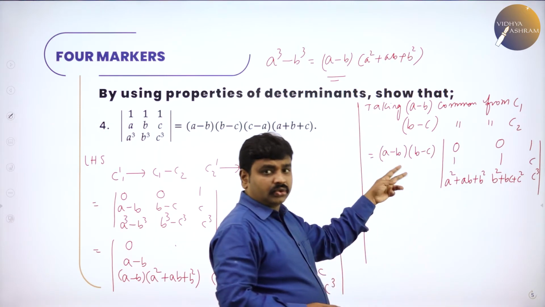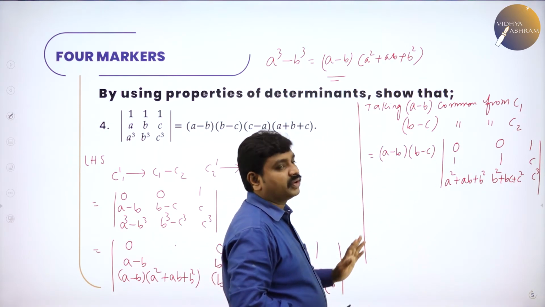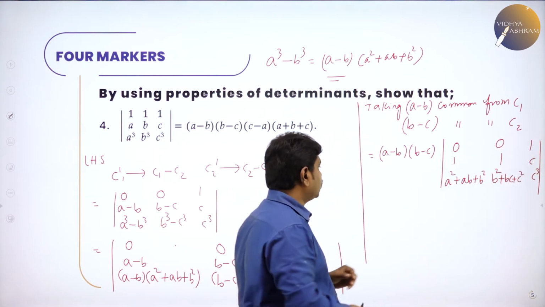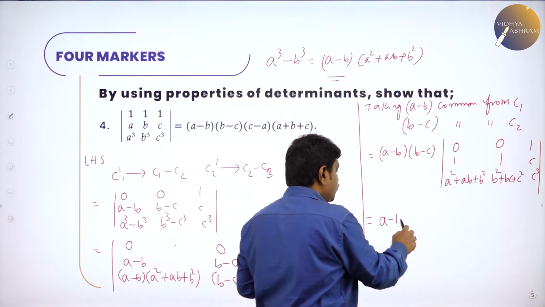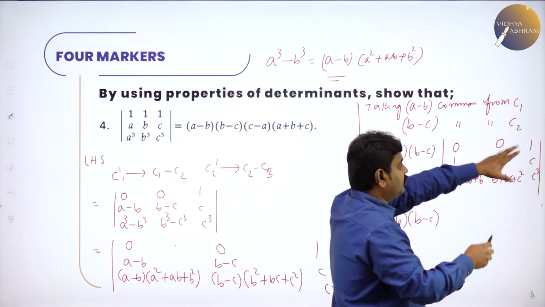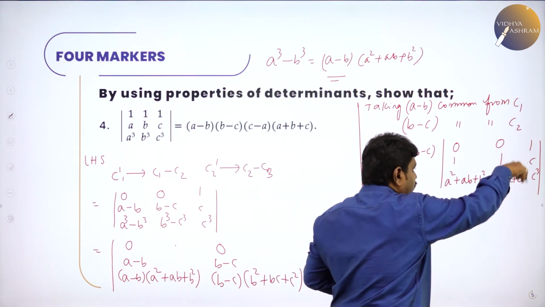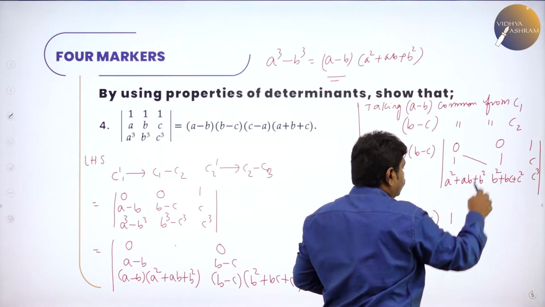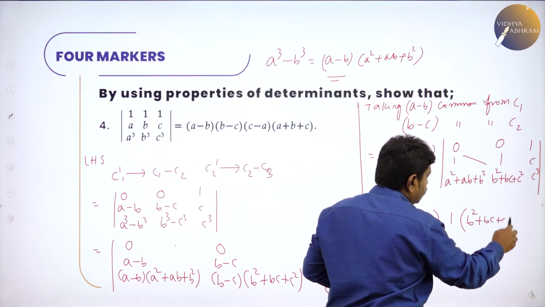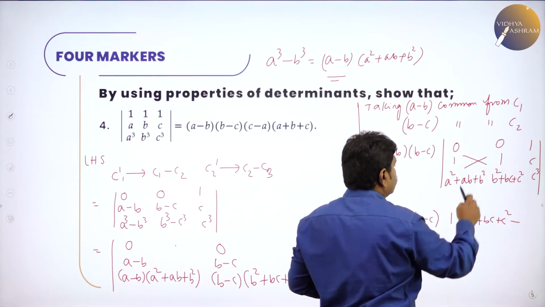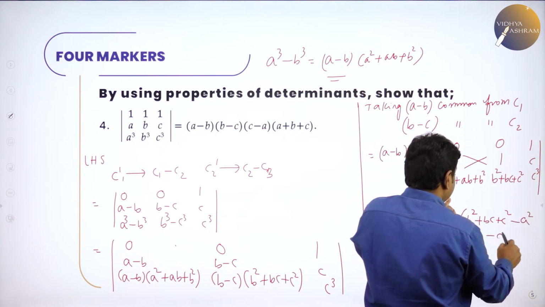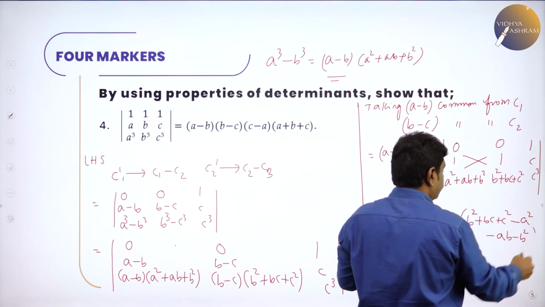So now we got 2 terms. Remaining, you expand and you will get the third term. Expansion is easy. 2 elements already are 0, so expand with the third. So now A minus B into B minus C into, so 0, leave it 0. Take 1 into, delete the column, delete the row, you'll have 1 into this. So it will become B square plus BC plus C square minus these 2. Minus 1 into this is minus A square minus AB minus B square.